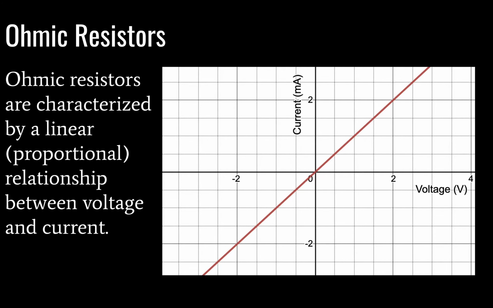Okay, so we're going to look now at an abnormal resistor, and that is an ohmic resistor. Note that resistors, again, under normal conditions, do not behave ohmically. But our ohmic resistor is characterized by a linear or proportional relationship between voltage and current. We use ohmic resistors in electrical circuits or electronics because we want that constant resistance. We want that predictable behavior of the resistor. But those are not usual resistors. That's an abnormal scenario.